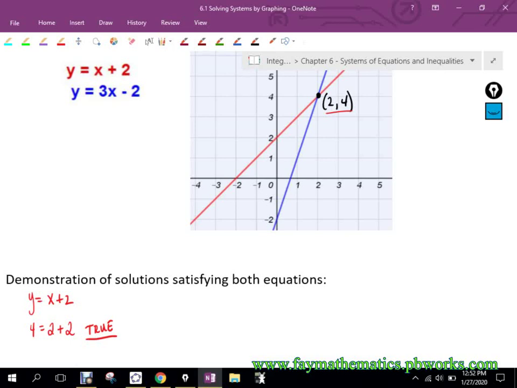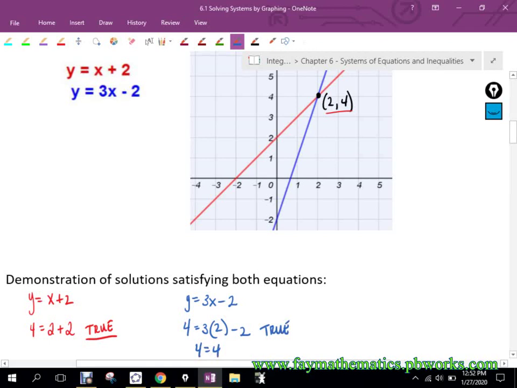The next thing I'm going to do is plug that point into the blue equation. So I have y equals 3x minus 2. So y is 4, x is 2, and we'll subtract 2. What's 3 times 2? 6 minus 2, 4. So is 4 equal to 3 times 2 minus 2? Yes. So that's another true statement, right? This is true. Both of these ultimately break down to the same 4 equals 4.